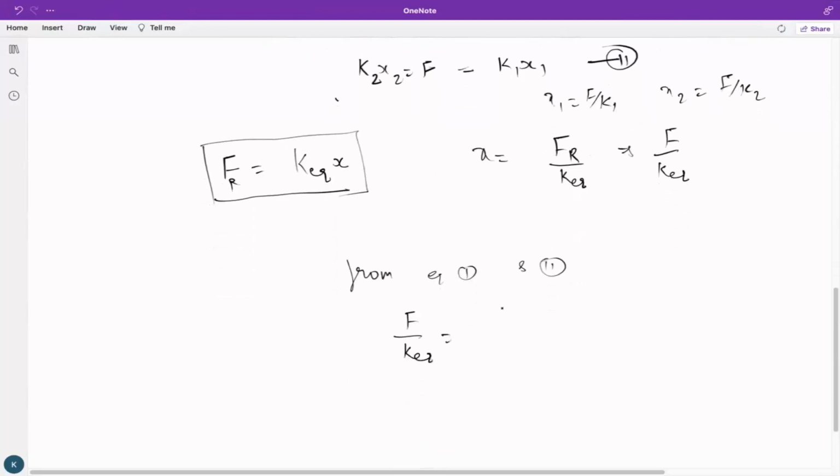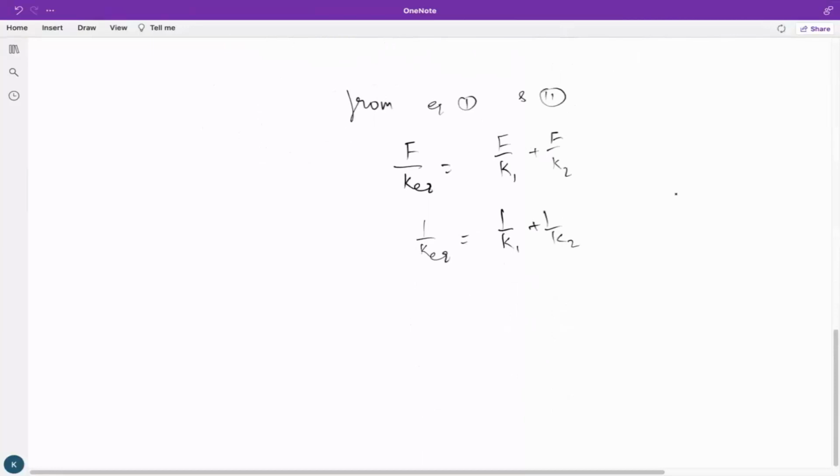So let me write it here. What we get? F by K1 plus F by K2. So what we get? 1 by K equivalent is equal to 1 by K1 plus 1 by K2. So this is for two spring series combination.